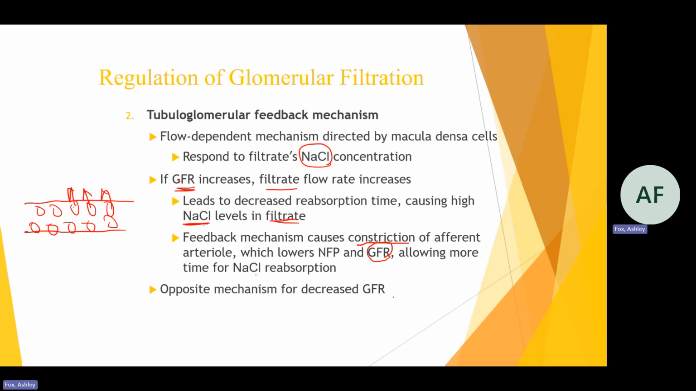If you have decreased GFR, then you're going to dilate and increase blood flow, which increases glomerular filtration rate. And that's kind of when you're having too little sodium chloride in your filtrate. So you have not enough.